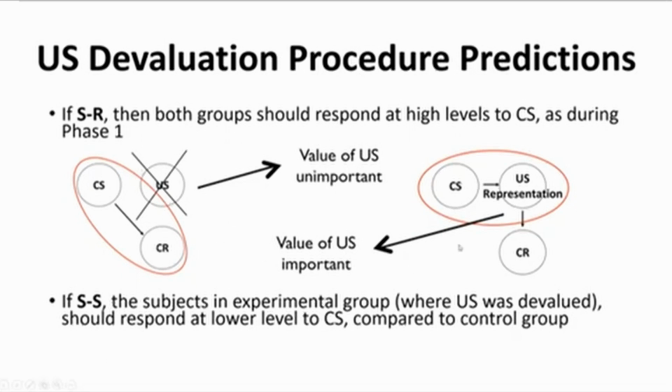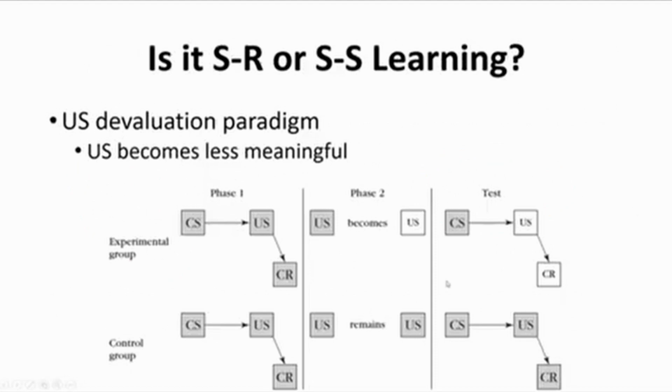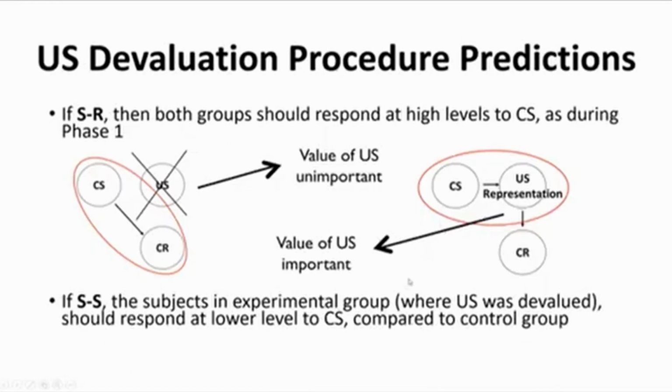So if we look over here, we can see a reminder of what we'd be looking for. I just talked about if it's SS learning, then the subjects in the experimental group, this group on the top where we devalued our unconditioned stimulus, should respond at a lower level to that conditioned stimulus as compared to our control group. So if we see a reduction in the conditioned response after devaluing our unconditioned stimulus, it's SS learning.